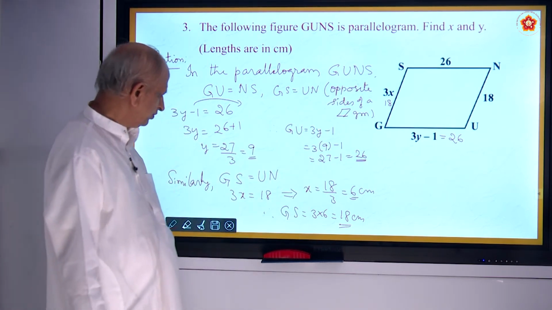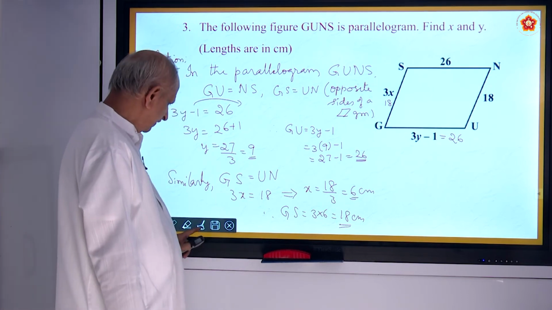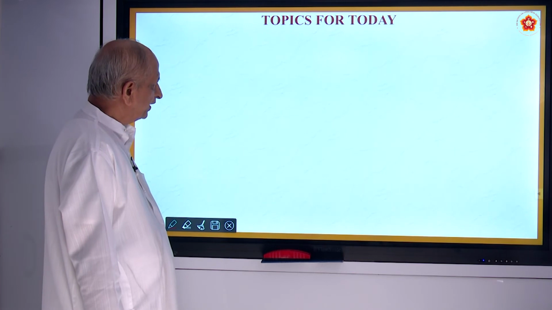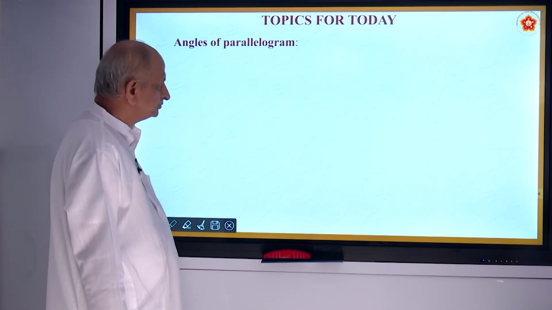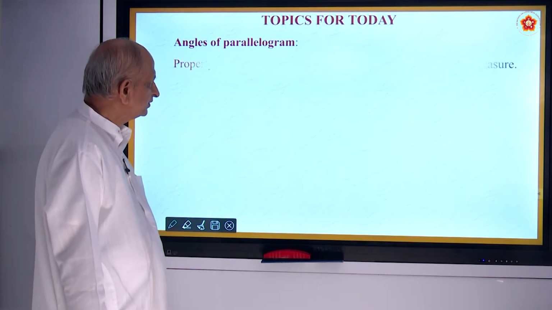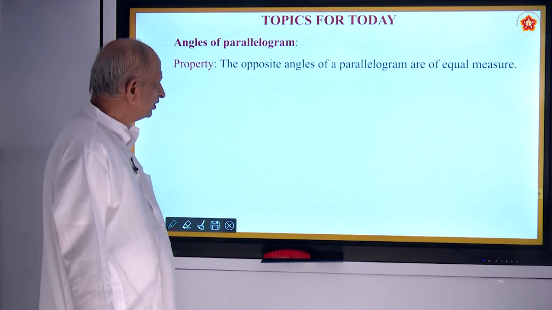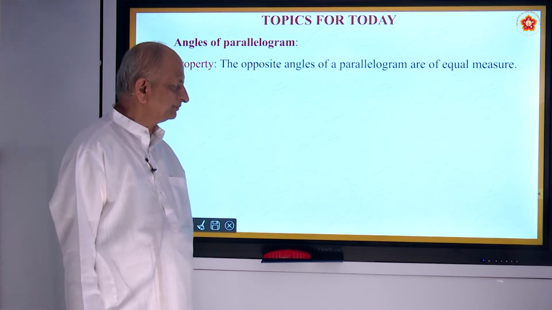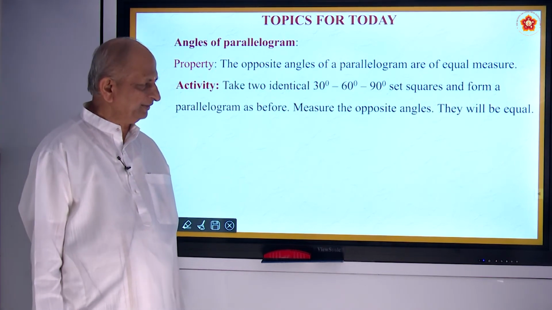Understood? Okay. Now we will pass on to today's topic. Today's topic is again some properties of a parallelogram. What about angles? The opposite angles of a parallelogram are of equal measure. You already know it.